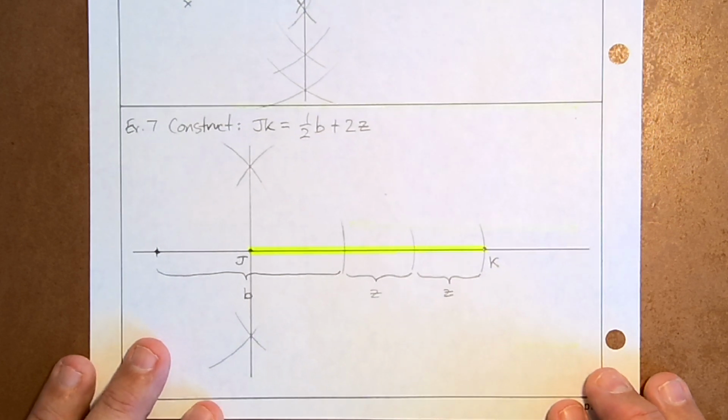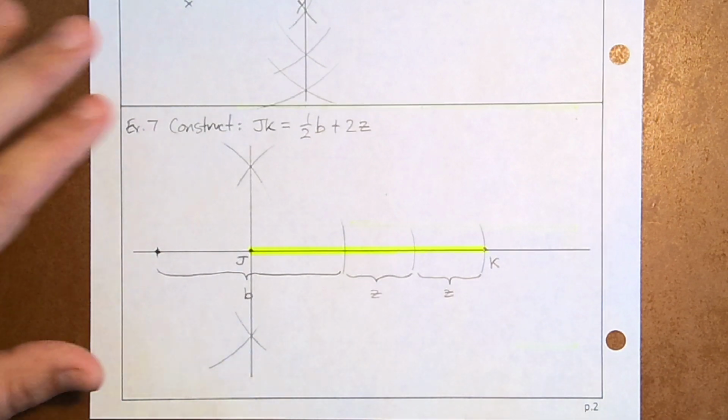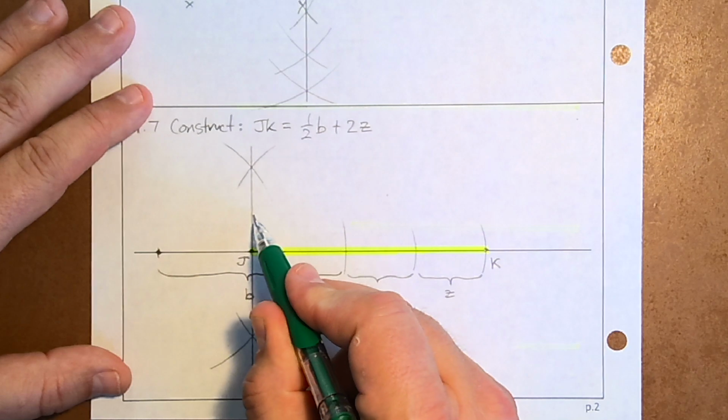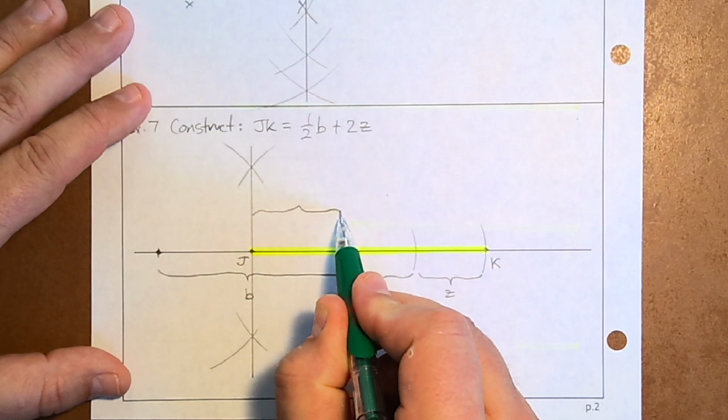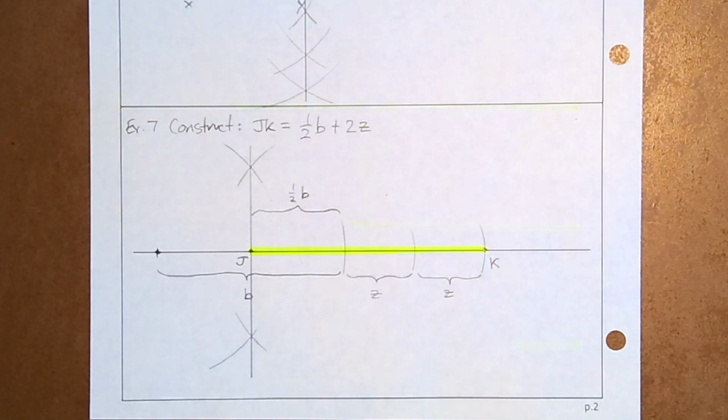What's that? Oh, yeah, thank you. Yeah, good point. Thanks, Jackson. Yeah, we do need to mark this. Thank you, Jackson. Good point. We do need to indicate that that's one half of B. Good. Okay. All right. Let's keep going.